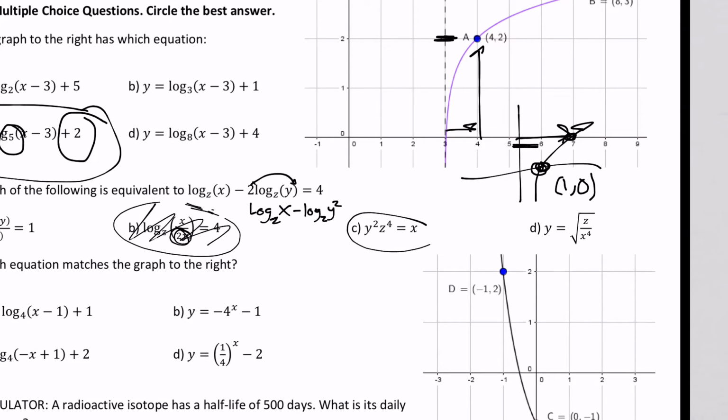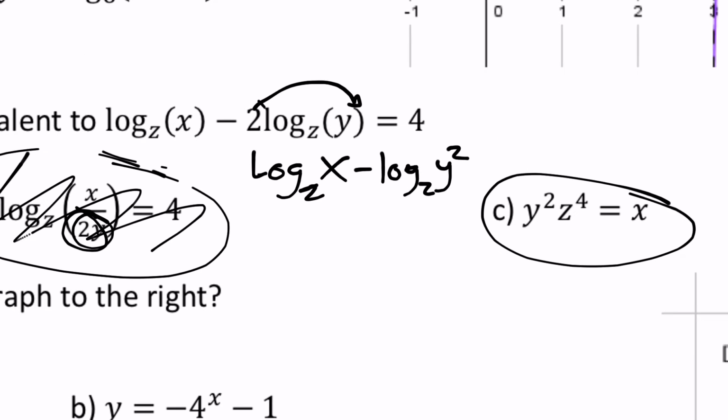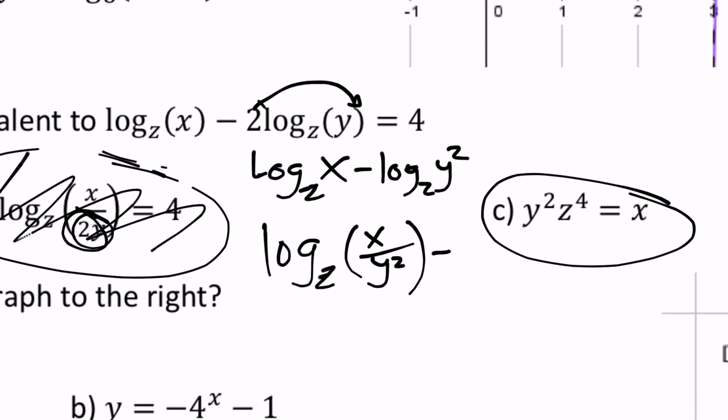Yep, that has a y squared, but that has a y and a square root, so it could be that. So let's keep going with this. Log base z of x minus log base z of y squared is the same as log base z of x over y squared, and that is still equal to 4.